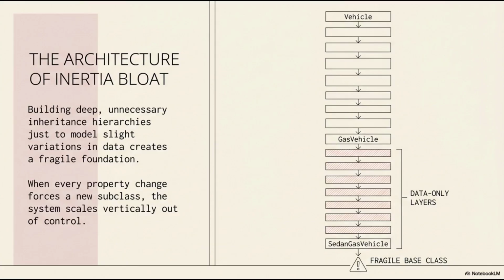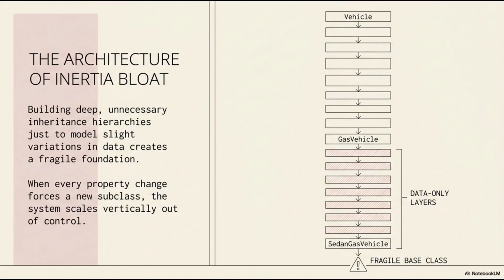A vehicle class at the top extends through numerous intermediate, often empty classes, leading down to more specific types like gas vehicle. What follows is a series of striped boxes, explicitly labeled as data-only layers. These layers represent classes introduced purely to accommodate minor data differences, adding no significant behavioral logic.